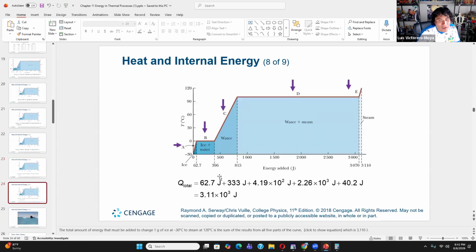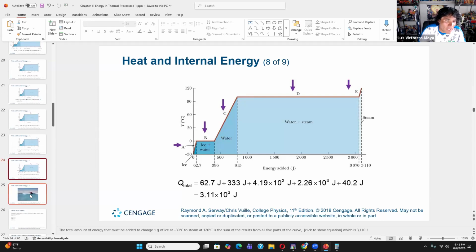So you can add all the energy for every process. Heating ice, melting ice, heating water, evaporating water, and heating steam. 1, 2, 3, 4, 5, and there you have it. All right. So that's one of the main applications, right?